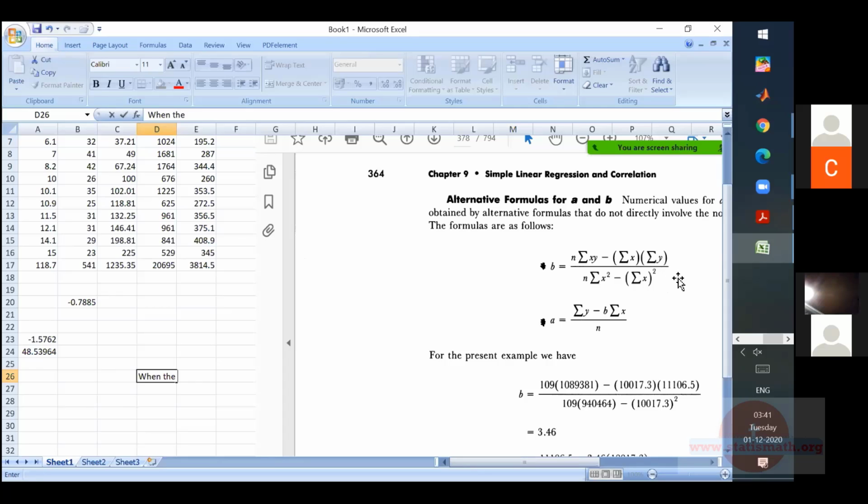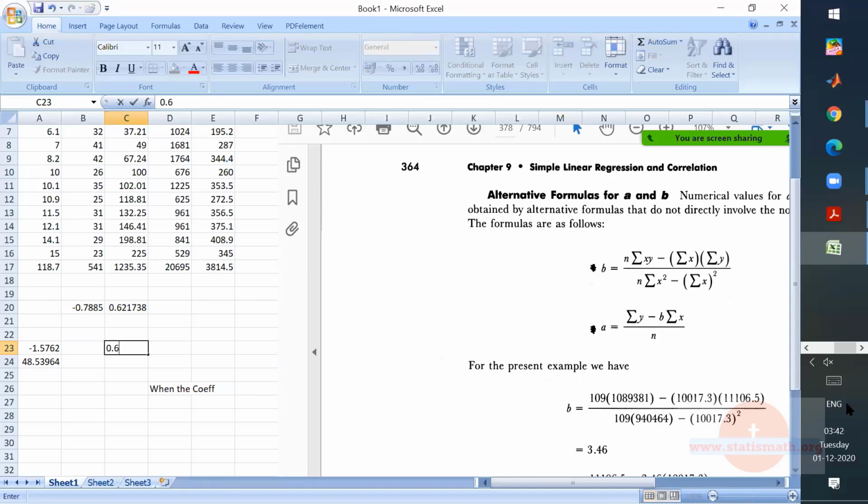Yes, sir. So this is for the linear regression model, the correlation in the linear regression model, and then you have another thing called the coefficient of determination, which is equal to r square. So what is the correlation coefficient? Negative r square is equal to negative 0.7885. So what is the value you're getting? 0.6217.